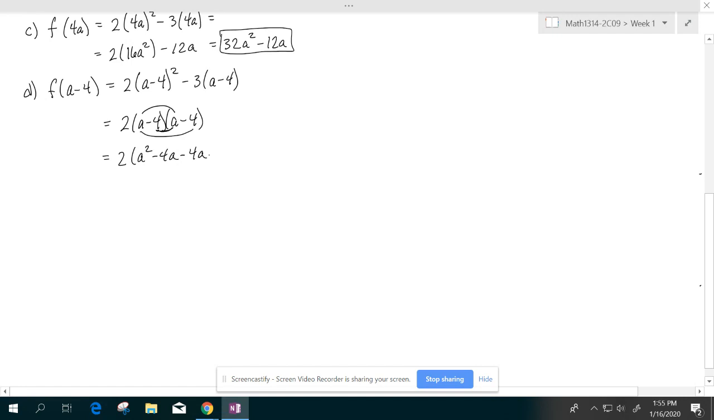Plus 16. -4 times -4 plus 16. Combine like terms, that would make it A squared minus 8A plus 16. Right. Again, do y'all see where the FOIL comes from? First, outside, inside, and then these are the last ones we do. L for last.